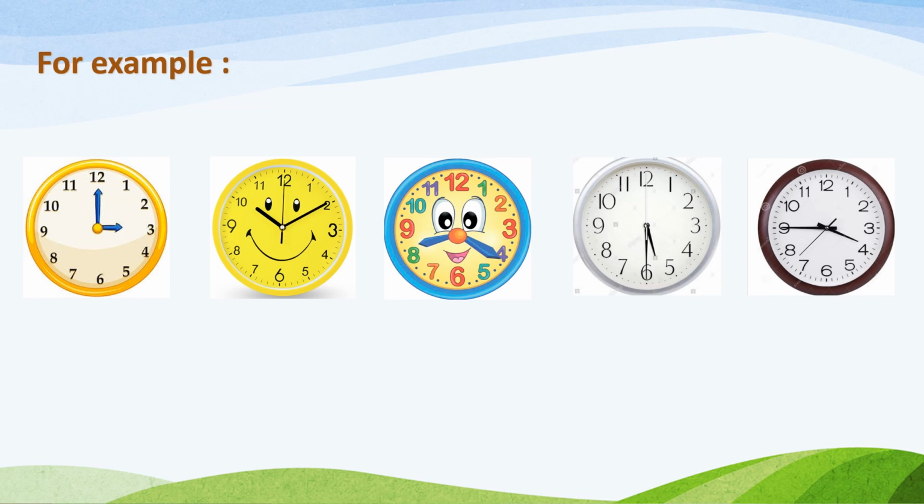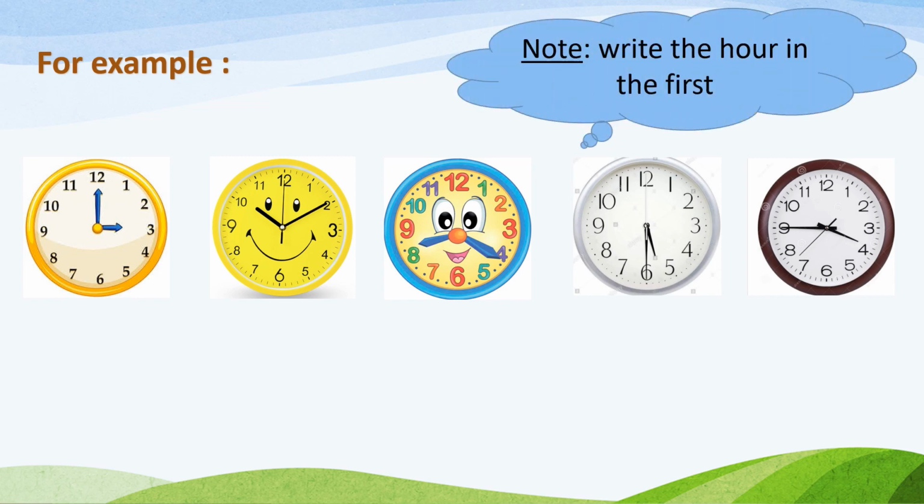For example, write the hour in the first. Number 1, the shorthand on 3. Then write 3 in hours. The long hand on 12. 12, it means 0, 0. Number 2, the shorthand on 10. Then write 10 in hours. The long hand on 2. It means what? How many minutes? 5, 10. Then write 10 minutes.